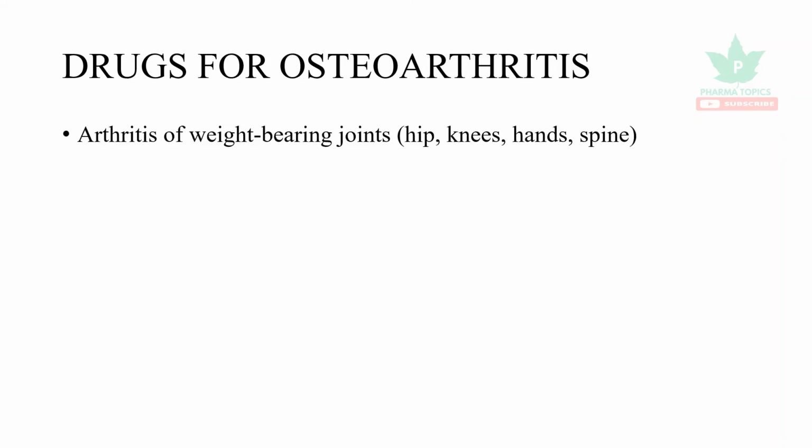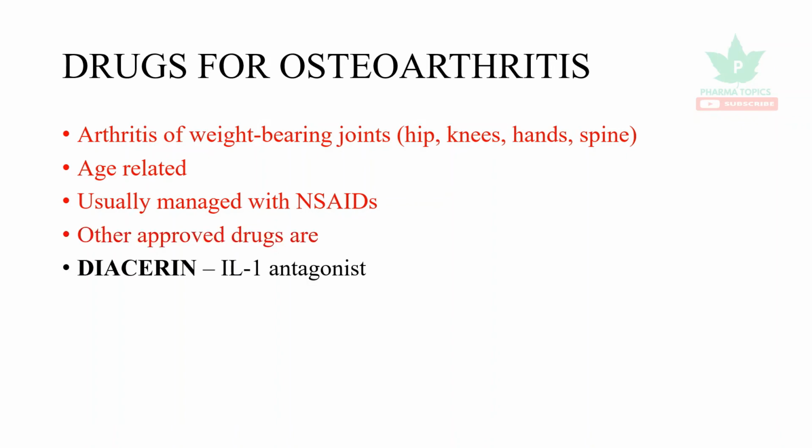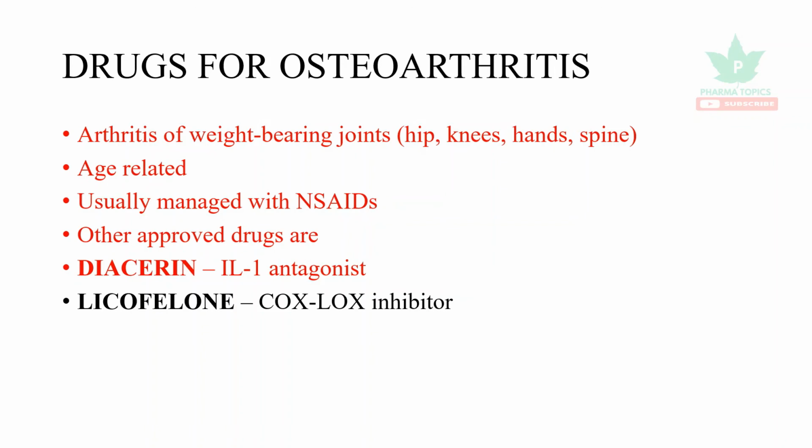The next category of drugs are for osteoarthritis. Basically, osteoarthritis is the arthritis of weight-bearing joints, particularly hip, knees, hands, and spine. And these are age related, and there are not many drugs for osteoarthritis. Usually they are managed with pain relievers such as NSAIDs. Other approved drugs are diacerein, which is an IL-1 receptor antagonist, licofelone, which is a cyclooxygenase and lipoxygenase inhibitor, and hyaluronic acid, and duloxetine, which is a serotonin-norepinephrine reuptake inhibitor.